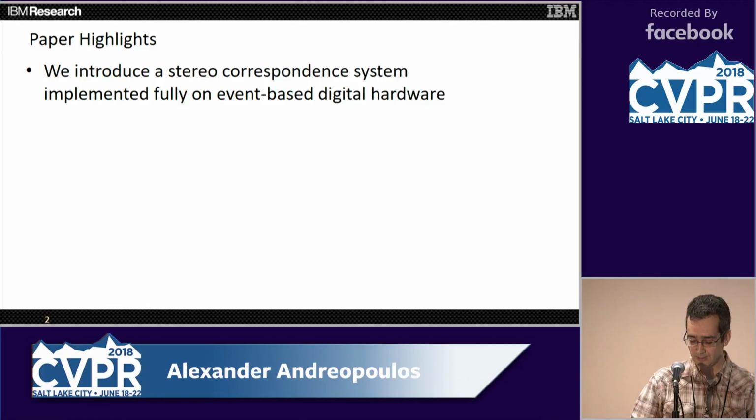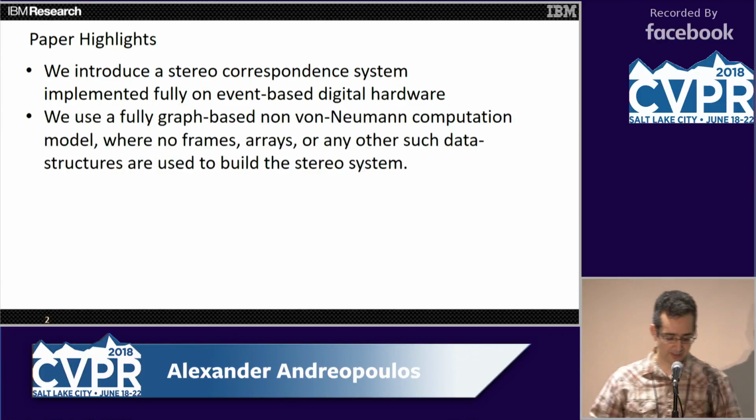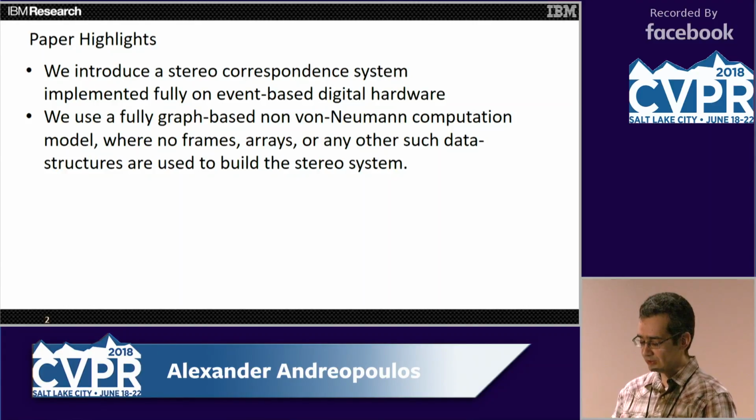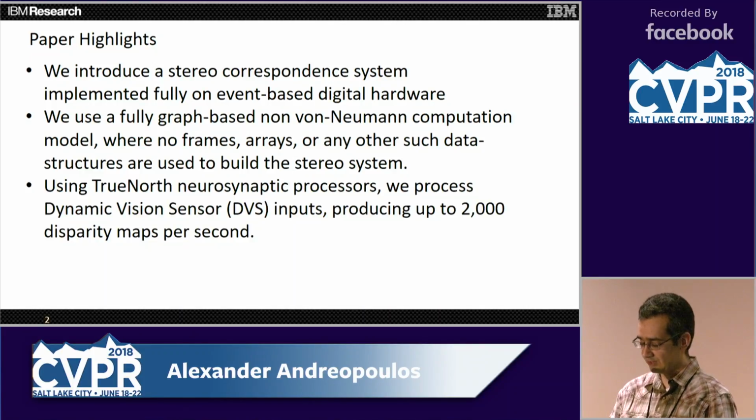In the paper, we introduce an event-based stereo algorithm that can be executed on a spike-based hardware substrate. We use a full graph-based non-von Neumann computation model, which is a way of saying that our algorithm does not use frames, arrays, or any such data structures. We show that this leads to a number of advantages, namely that it can be efficiently mapped on an event-based hardware substrate. We show that on an input from dynamic vision sensors, it can produce up to 2,000 disparity maps per second.